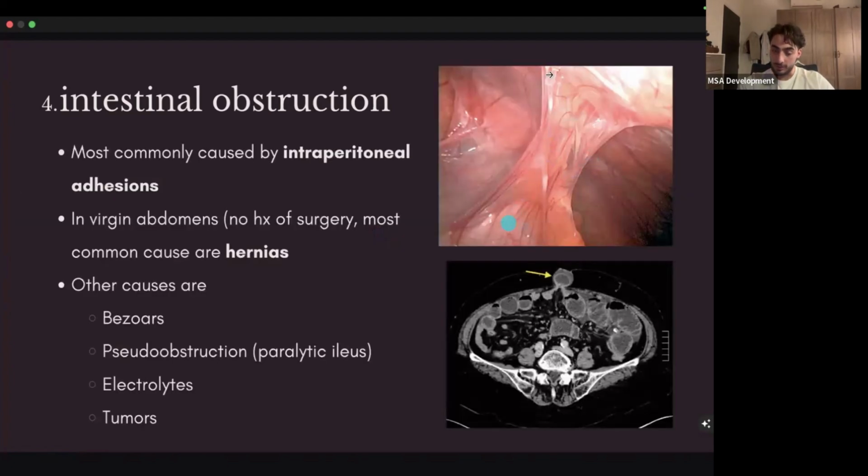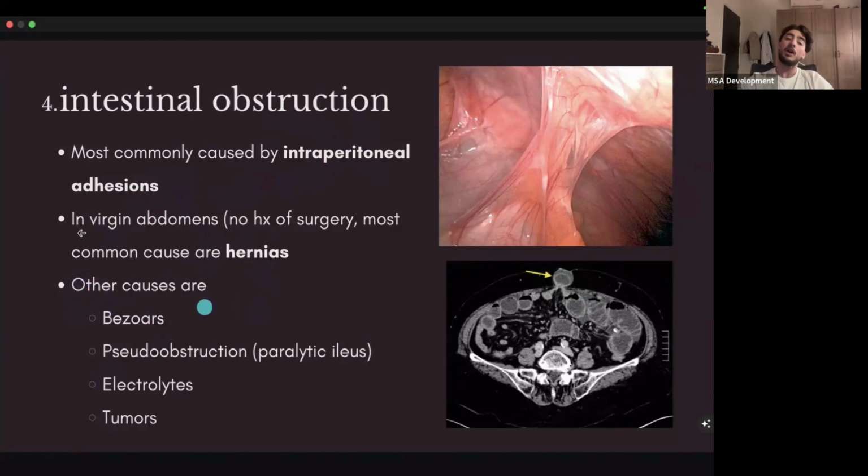Okay, so this is what an adhesion would look like. So this is the intraperitoneal adhesions. Most commonly, that's what causes it. Now, in virgin abdomens, which means in patients who don't have a history of previous abdominal surgery, the most common cause is hernias, and this is an example of a hernia here, which can cause an obstruction. Now again, you'll have another lecture, inshallah, on hernias, but just know that that's the second most common cause overall and the most common cause in virgin abdomens.